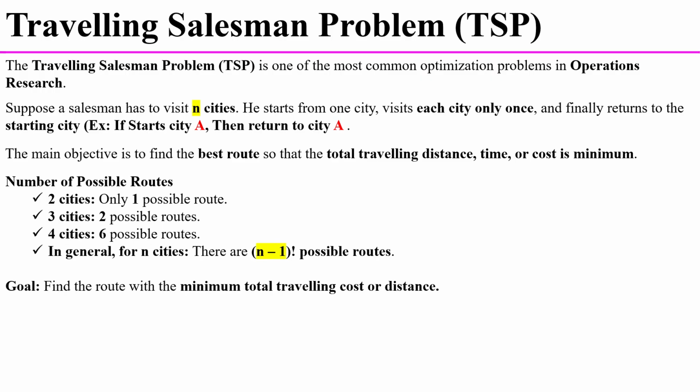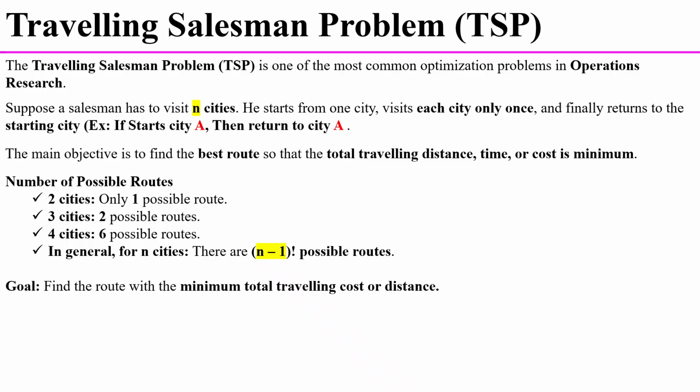The number of possible routes: if there are two cities, there is only one possible route. So if two cities, let's consider A and B, then the possible route is A to B. Suppose there are three cities, and the possible routes are two. Let's consider A, B, C are the cities to be traveled. Then the possible routes are A to B, B to C, or A to C, C to B.